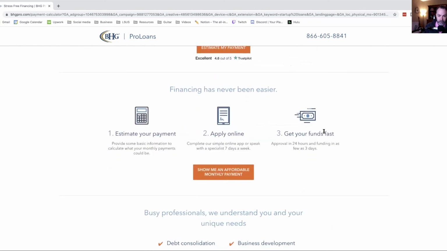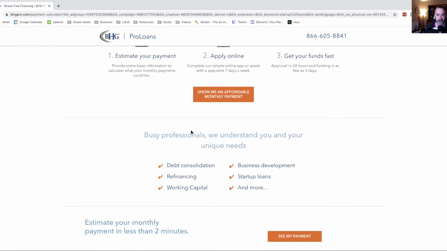Now, here's a little bit of their process, right? Estimate your payment. We saw that above. Apply online, get your funds fast. So we're starting to see their sort of standard lingo. Now they're telling you the types of loans they do. If this were my business, I'd be taking notes on this. Okay, they do debt consolidation, refinance, working capital, startup loans, business development.